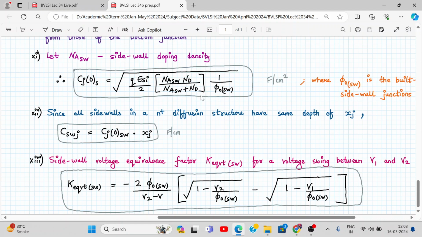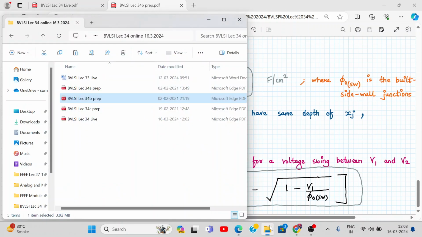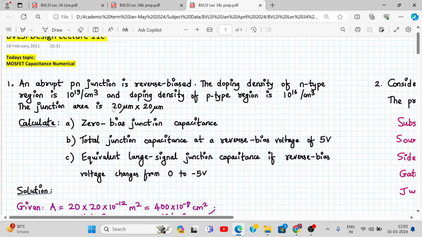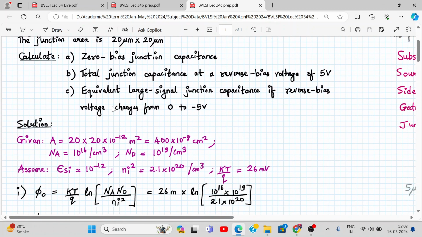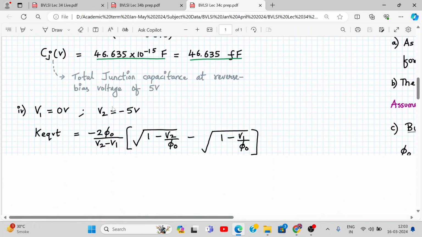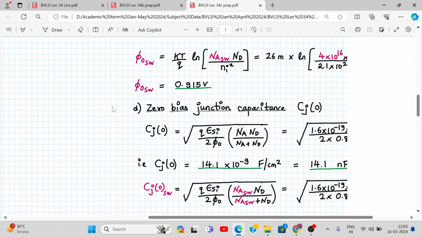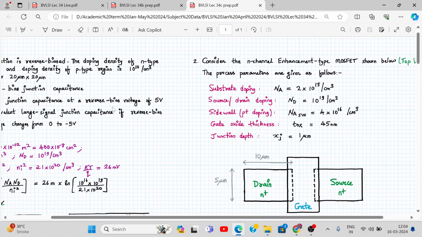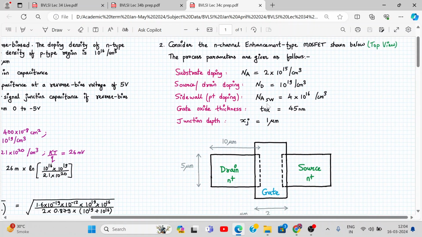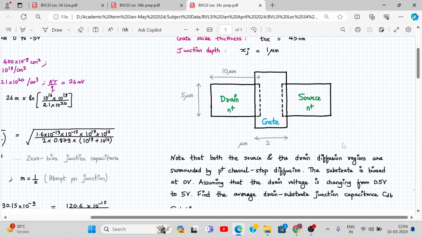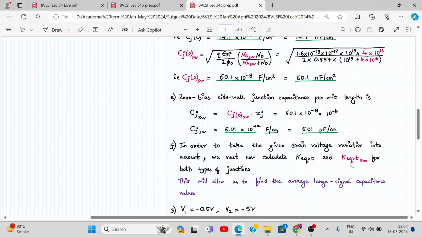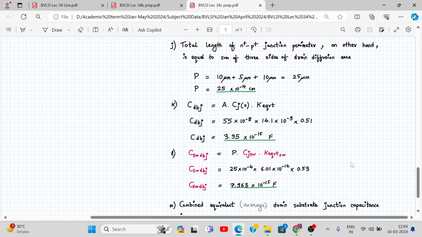After that we have to solve a numerical for another half an hour. This numerical is very important. Whatever we have studied, we will apply in the formula form and then calculate. These types of numericals can come in the exam. This information will be given to you as a top view, and you have to find out all these capacitance values. This will take around half an hour to 45 minutes.